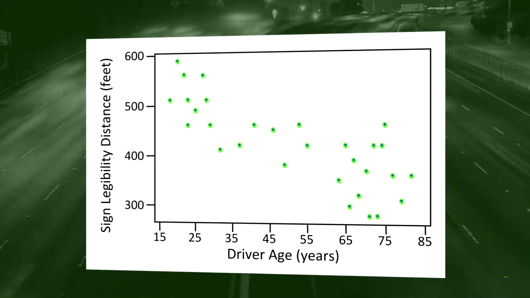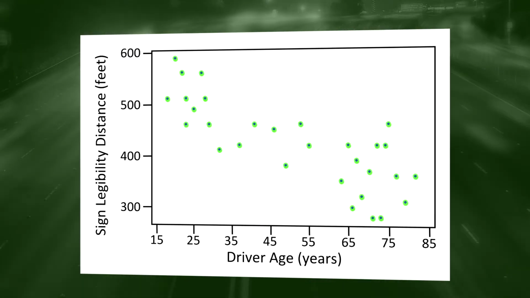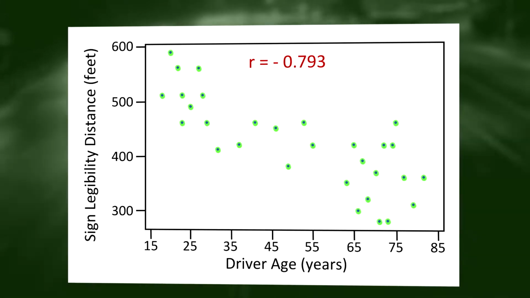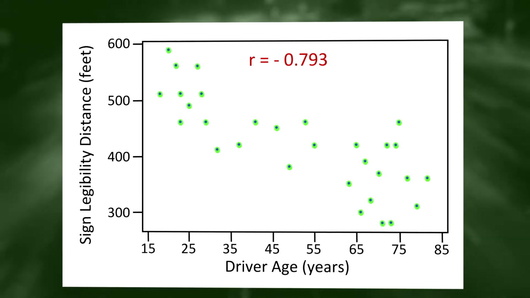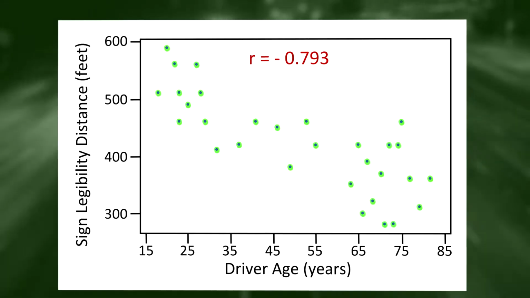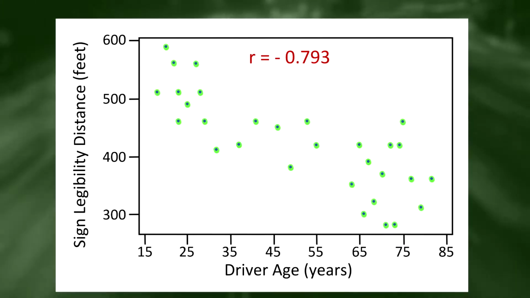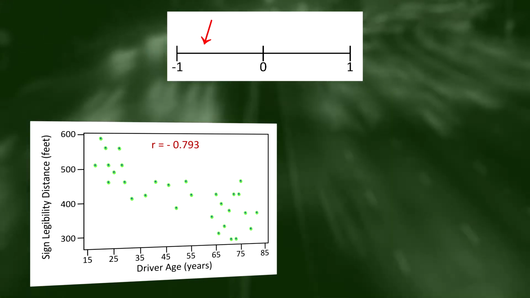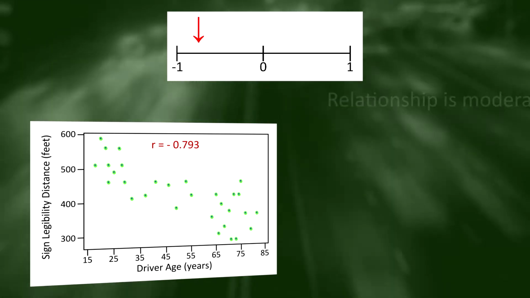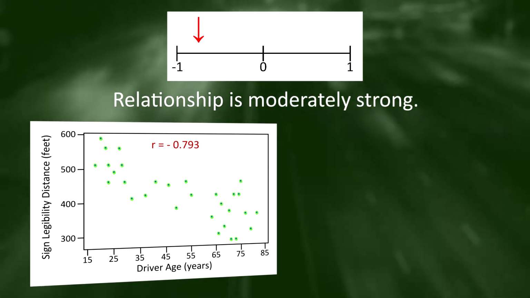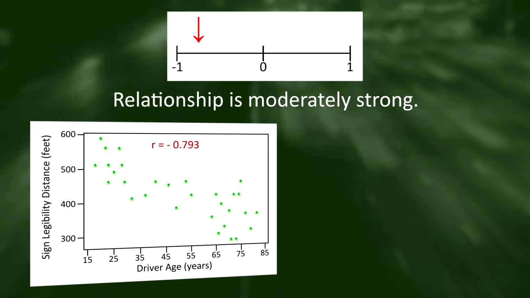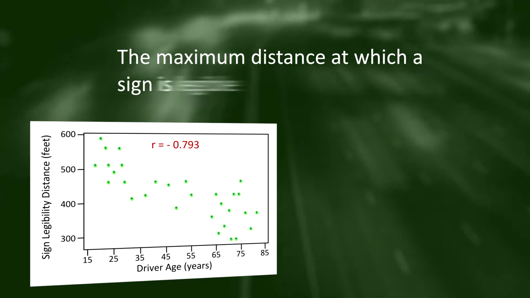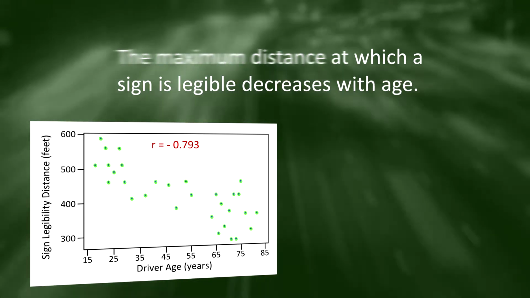What about the strength of the relationship? It turns out that the correlation between the two variables is r equal to negative 0.793. Since r is less than 0, it confirms that the direction of the relationship is negative. Since r is relatively close to negative 1, it suggests that the relationship is moderately strong. In context, the negative correlation confirms that the maximum distance at which a sign is legible generally decreases with age.